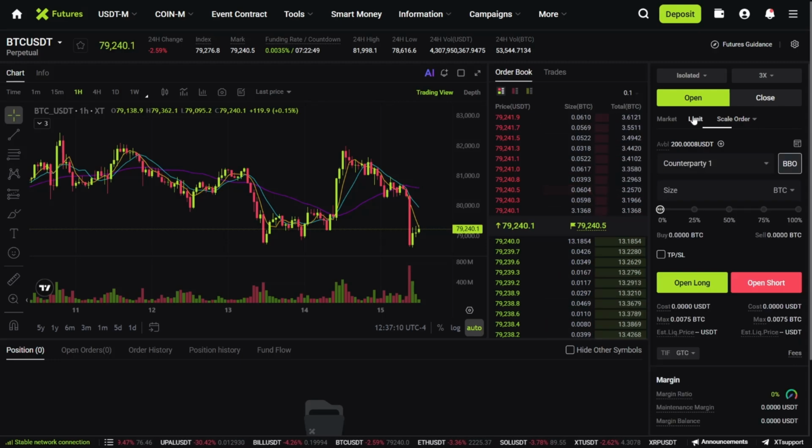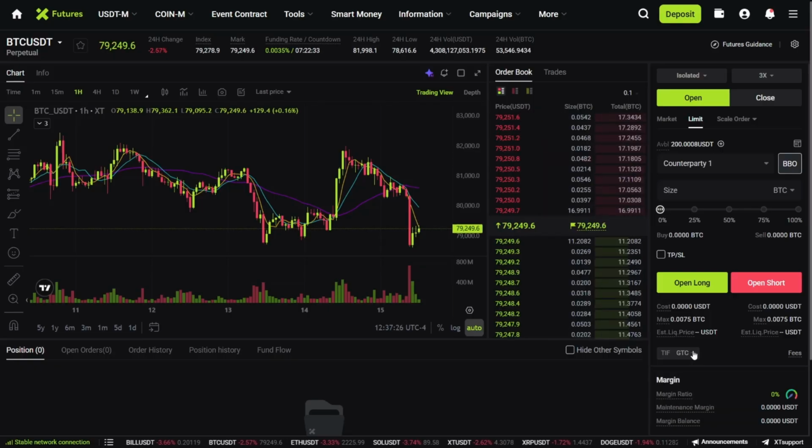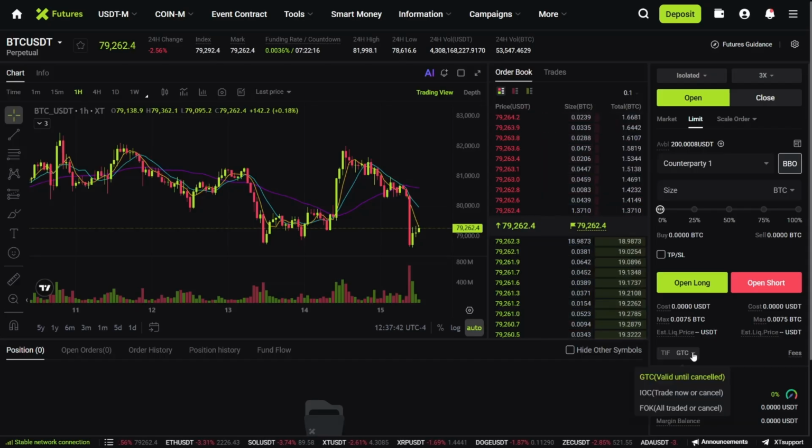Now, if we are using limit orders, we can see at the bottom, there is something called TIF. This stands for time in force. This controls how long your limit order can stay active. GTC, or good till canceled, means your order will stay open until it gets filled or until you manually cancel it. IOC, or immediate or cancel, means the order will try to fill right away, but any part that can't be filled immediately gets canceled. FOK, or fill or kill, means the full order must be filled immediately or the entire order gets canceled.